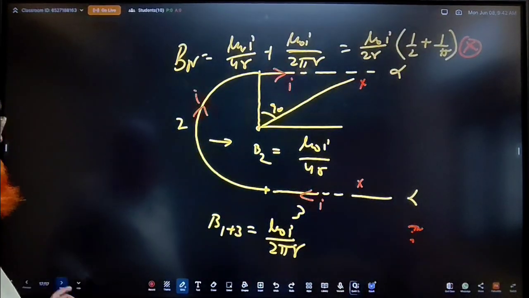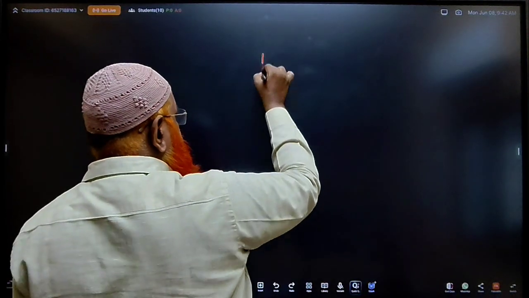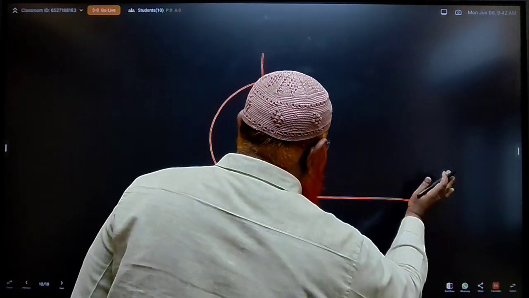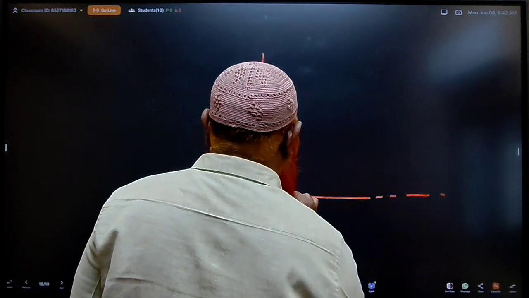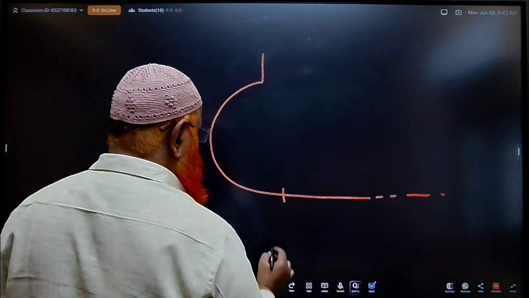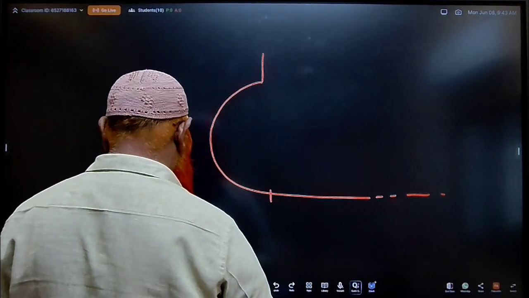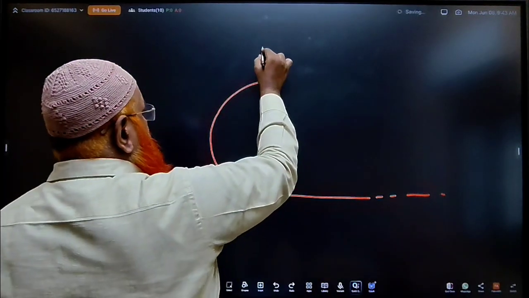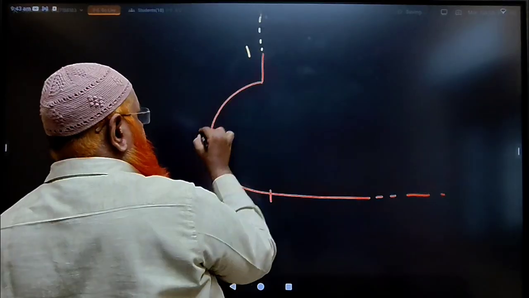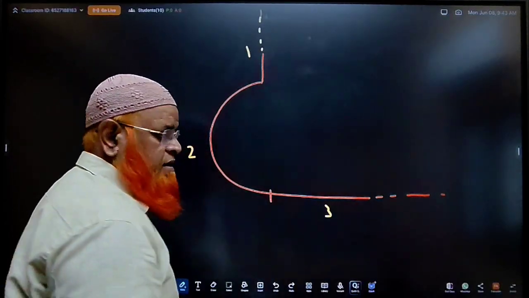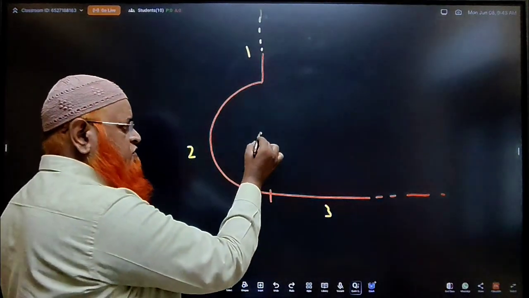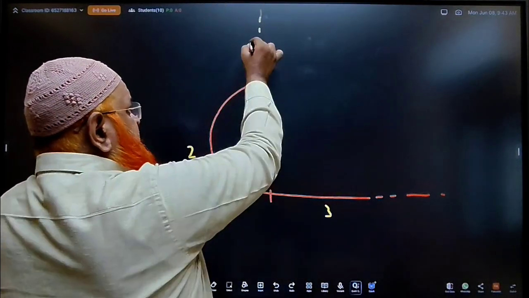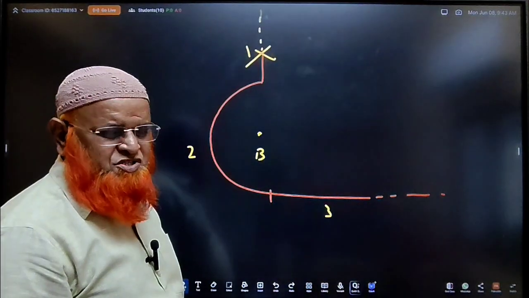Another model is like this. So this is infinity like this. So first wire, second wire, and this is the third wire. At this point, you want to find out the magnetic induction. Exactly opposite to the dot, it is infinity. There is no use of this, no magnetic induction.